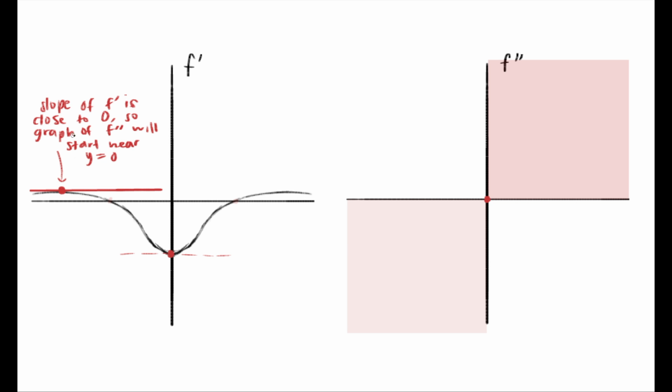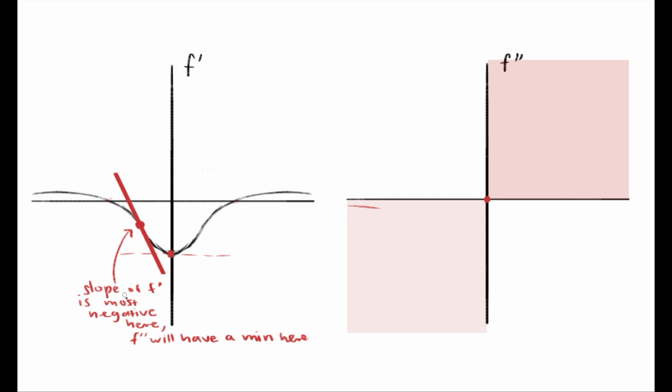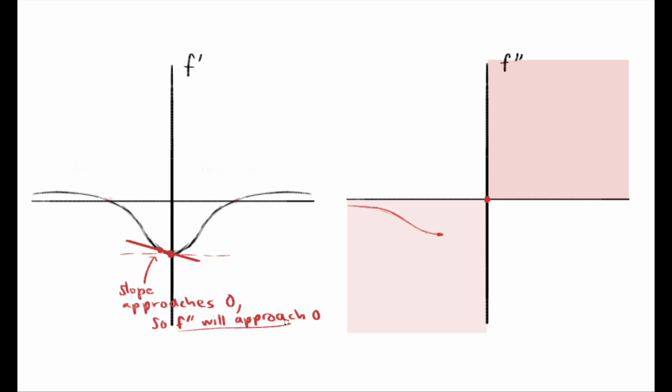From the left of f prime, the slope begins at a number close to 0, then gets more negative. The slope is most negative here, so the graph of f double prime will be the most negative here on f double prime, and there will be a minimum. After that, the slope gets more positive and approaches 0. Therefore, f double prime will also go to y equals 0.